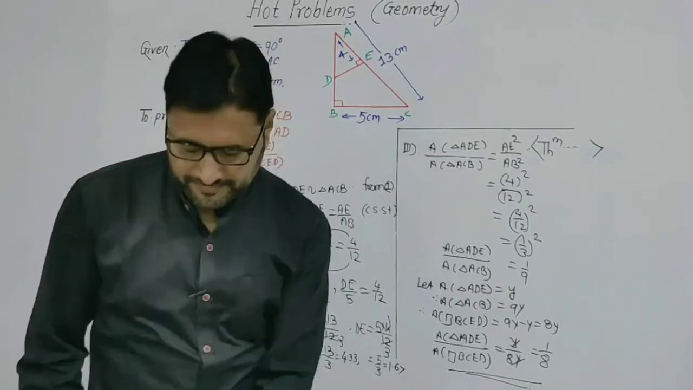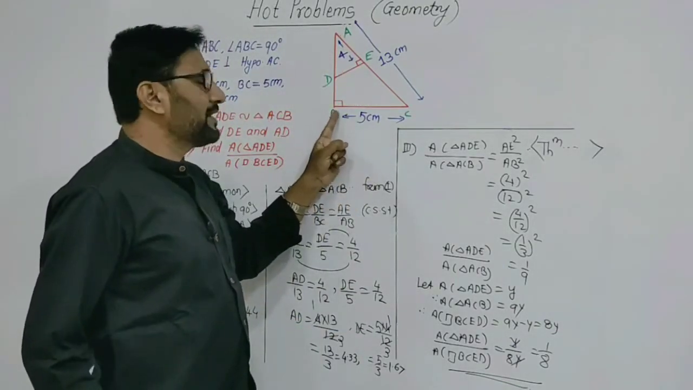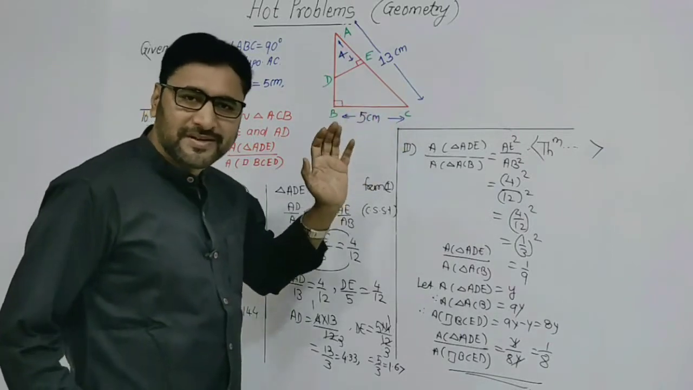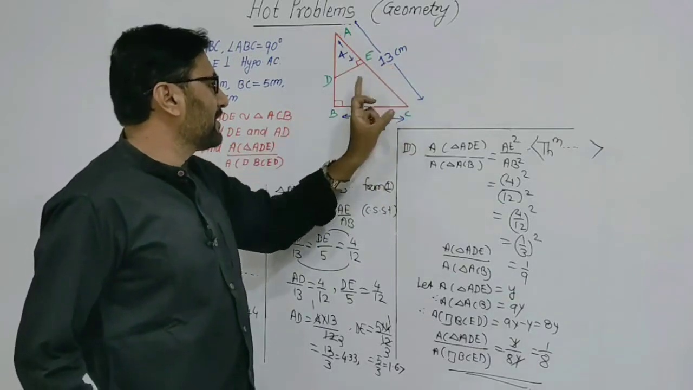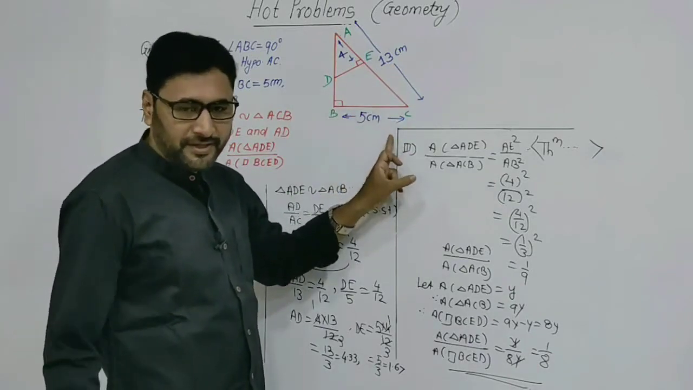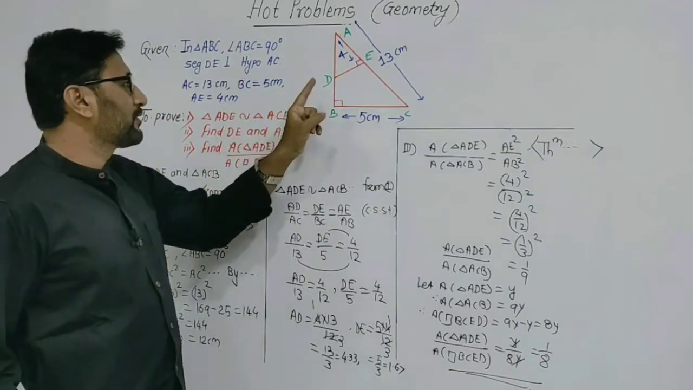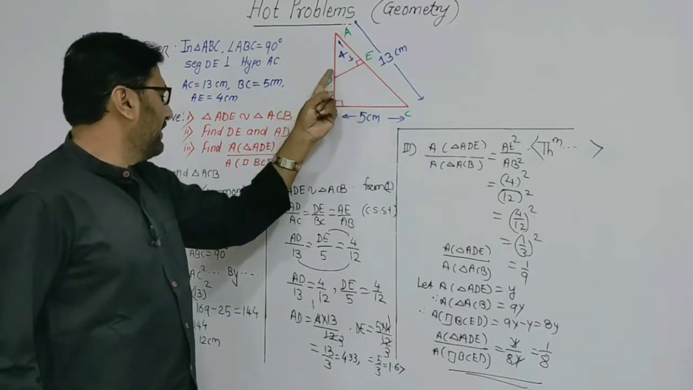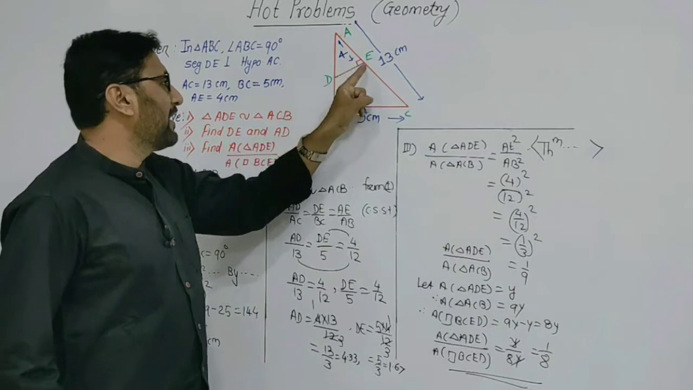So next sum is, see, in triangle ABC, angle ABC is 90 degree, DE is perpendicular to AC and lengths of some segments are given. AE is 4 centimeter, AC is 13 centimeter and BC is 5 centimeter. Using this data, we need to prove triangle ADE is similar to triangle ABC. We have to find DE and AD, and after finding DE and AD, find area of triangle ADE upon area of quadrilateral.